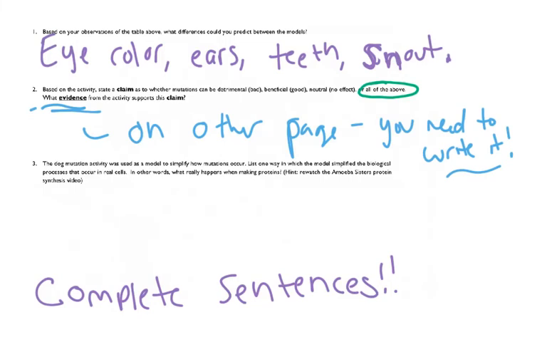Finally, number 3. The dog mutation activity was used as a model to simplify how mutations occur. List one way in which the model simplified the biological processes that occur in real cells. In other words, what really happens when making proteins.